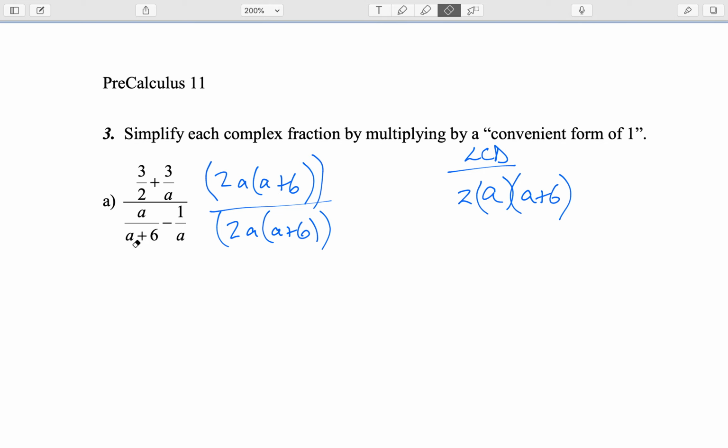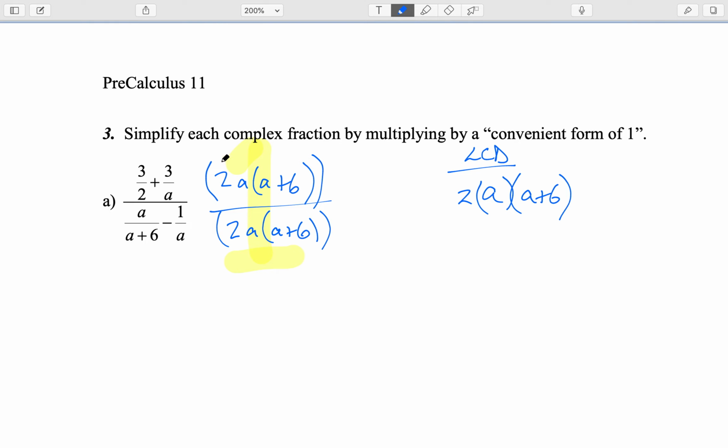And when I do it over here, see the A plus 6 is going to cancel. So every time I multiply it in, all the denominators are going to cancel because I chose something that all of the denominators have part of. Now, this is a big beast, right? But I'm multiplying by 1. This is just a weird form of 1.